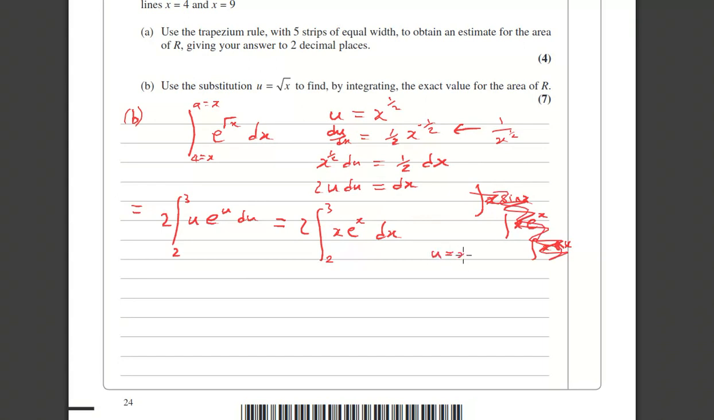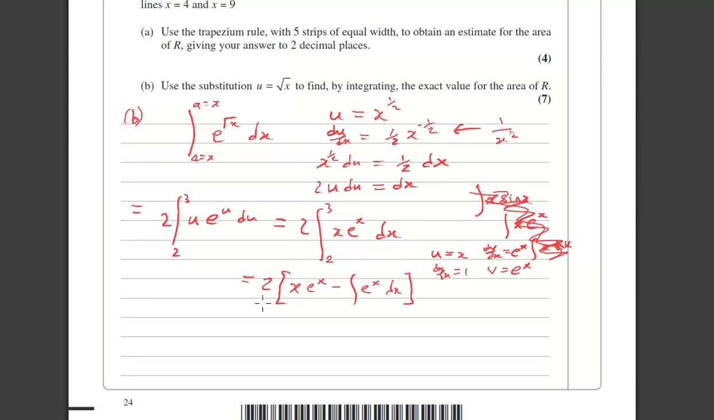Let u equal x and dv by dx equal e to the x. Then du by dx is going to be 1, and v is going to be e to the x. So this is going to be equal to 2, open bracket, uv, so that's x e to the x, minus the integral of v times du by dx, so e to the x dx.